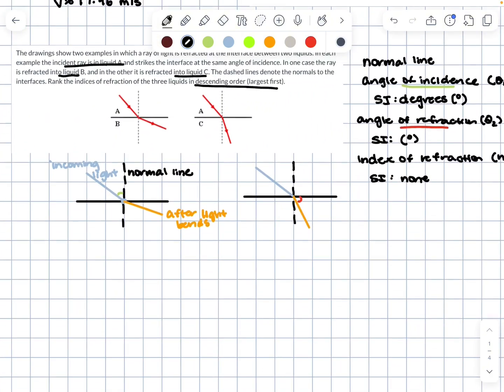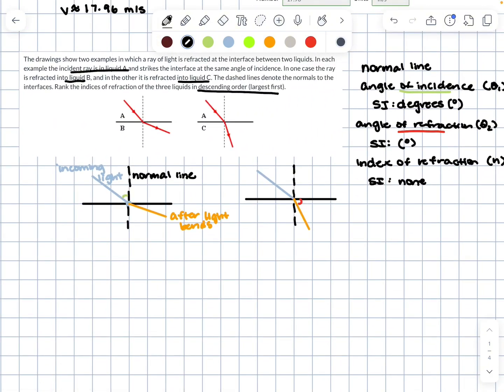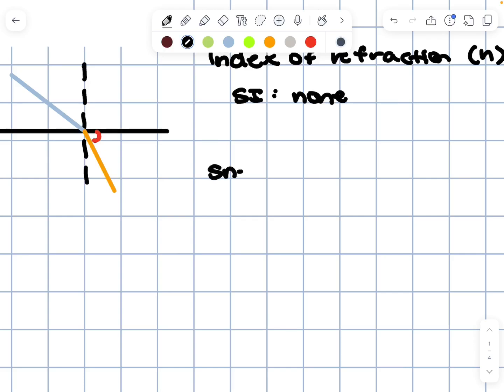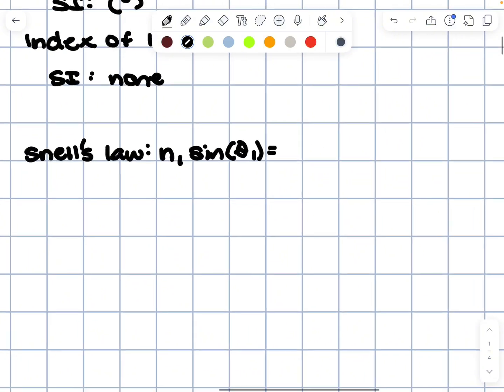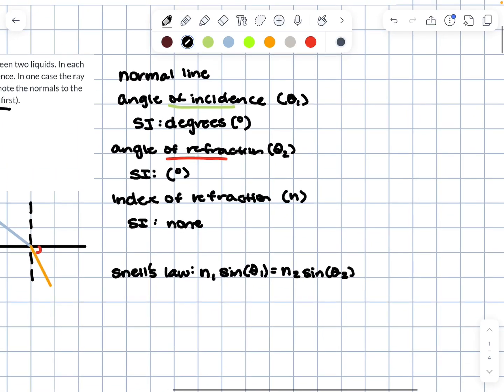Okay, now that we've defined all of these, I do want to bring up Snell's law, which I brought up earlier, and it is represented by this equation: n1 times the sine of theta 1 equals n2 times the sine of theta 2. Now that we have these descriptions written out, we can dissect Snell's law. We know that n1 is the first index of refraction, and we multiply it by the sine of theta 1, which is the angle of incidence. Then we have n2, the second index of refraction we're given, times the sine of theta 2, which is the angle of refraction. So that makes it a little easier to follow.